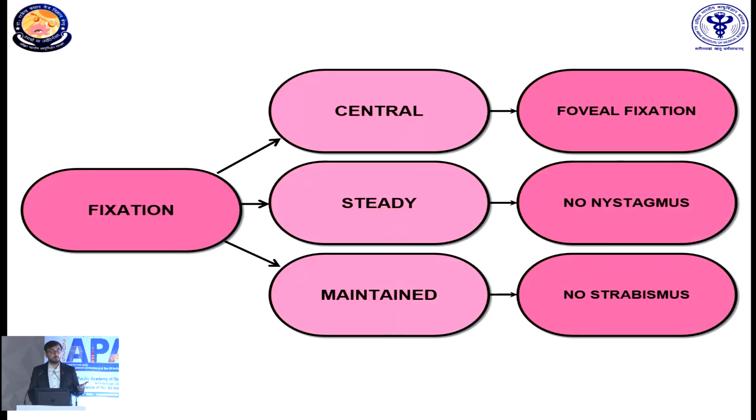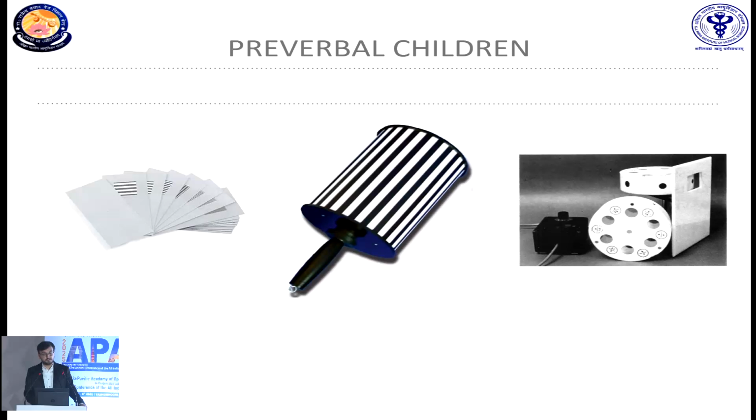Now, to give prognosis to the patient, we need to assess the fixation, especially in a child with congenital cataract. So it may or may not be central, steady, and maintained. These three things are most important. Central suggests a foveal fixation. Steady means child does not have abnormal wandering movements or nystagmus. And if there is a media opacity for a long duration, child might have developed strabismus, due to which he or she does not maintain the fixation.